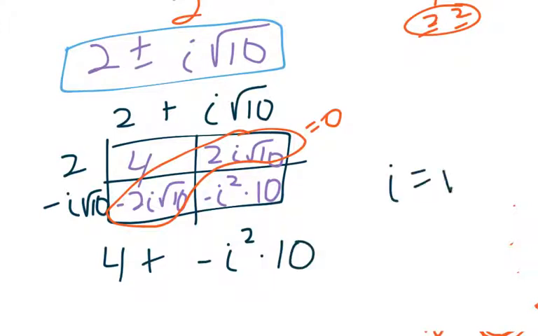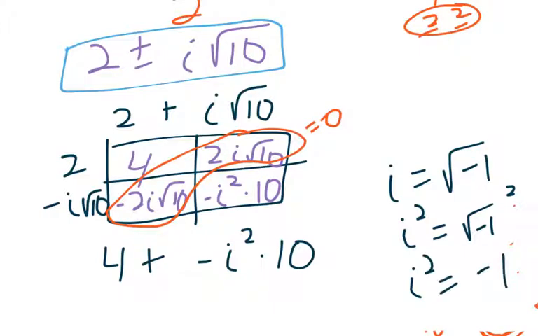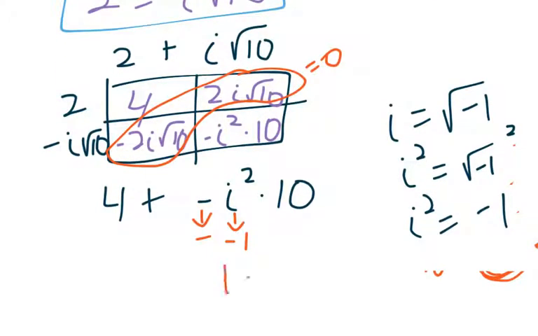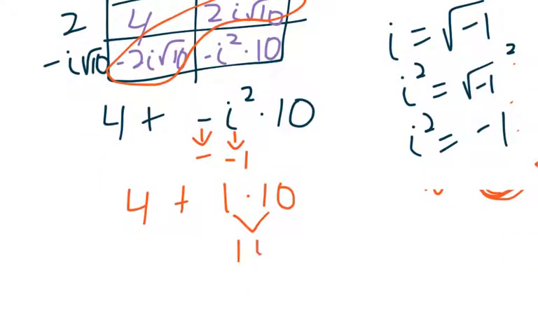Well, i is really the square root of negative 1. So if we square that, in other words, i squared means the square root of negative 1 squared. Squaring is the inverse of square root, so that's going to get rid of the square root sign. So i squared really equals negative 1. If I plug in a negative 1 for i squared, and I bring down that sign, it's really a negative negative 1, which is a positive 1. So that's really 1 times 10. So it's 4 plus 1 times 10. Do multiplication first, we get 10. It would be 4 plus 10, which is 14.